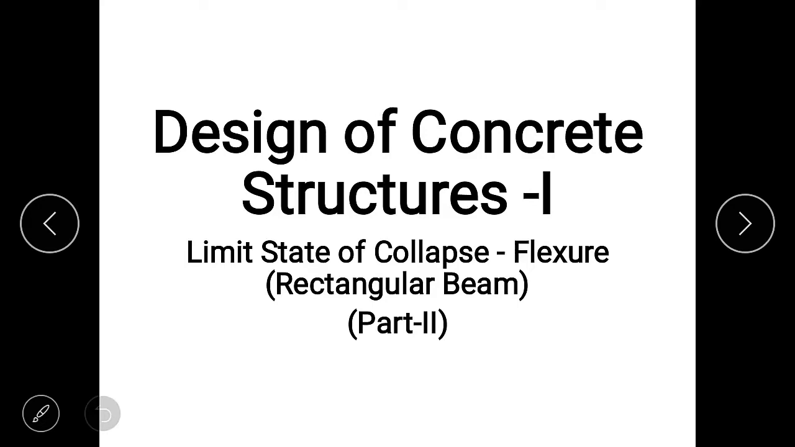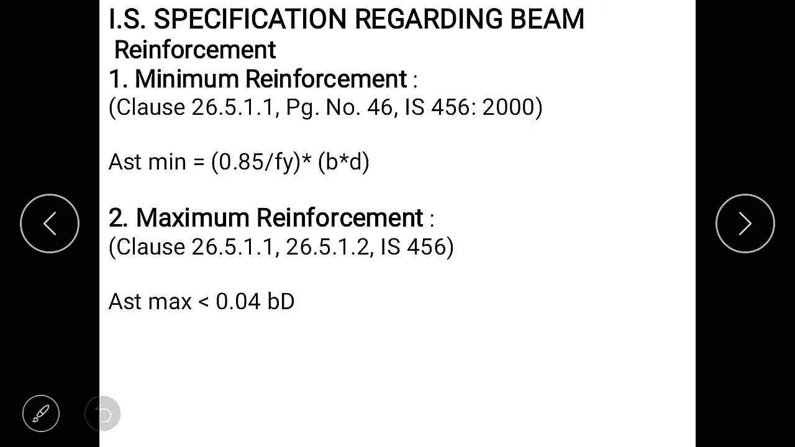Our today's topic is Limit State of Collapse Flexure Rectangular Beam Part 2. In the last lecture, Part 1, we already studied the introductory part about a rectangular beam. In today's lecture, we are going to study the IS specification regarding rectangular beams and some examples of rectangular beams using the limit state method. Okay, so let's start here.